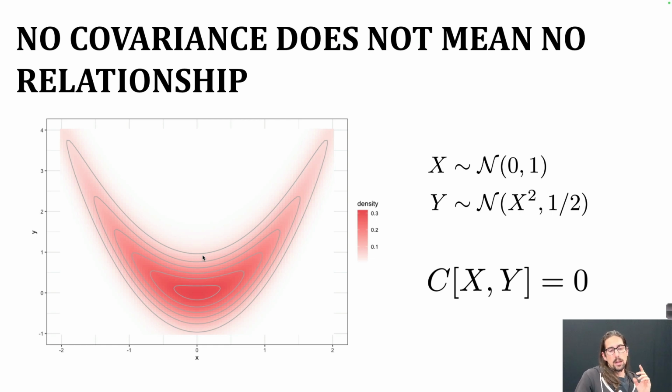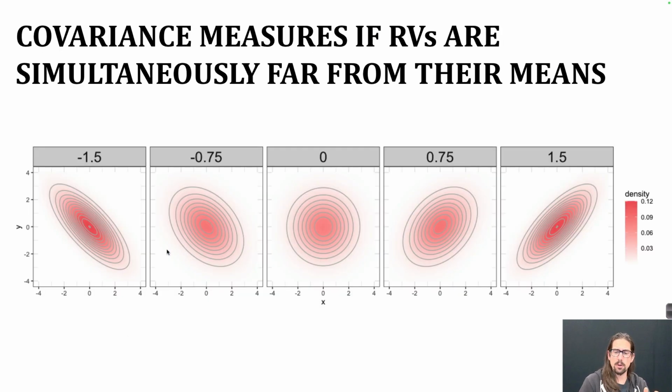Now, just because two variables have no covariance does not mean there's no relationship between them. What I'm trying to say is that covariance is a crude measure of a relationship. It's because you're trying to boil down this entire joint density into a single number, right? Same with variance and expectation. Variance and expectation really are just summaries of a marginal density.